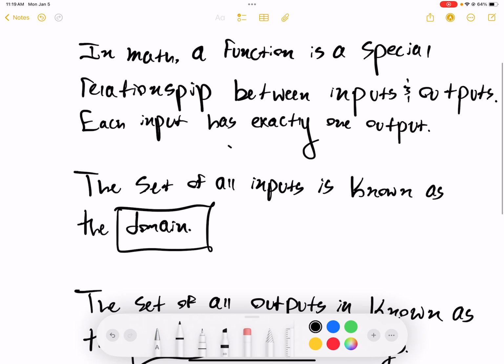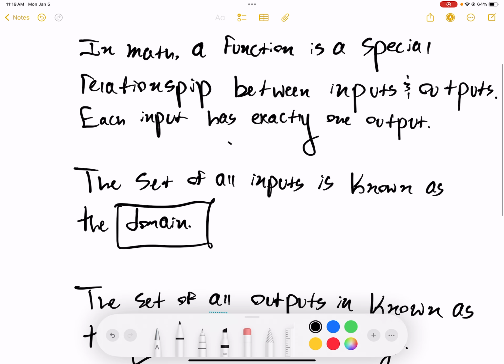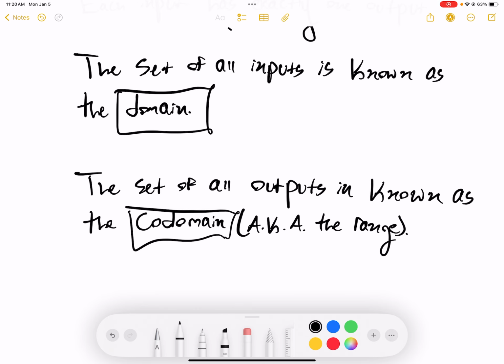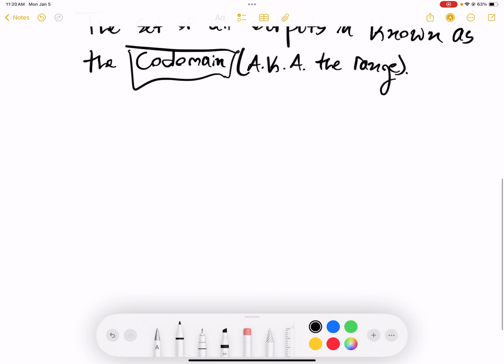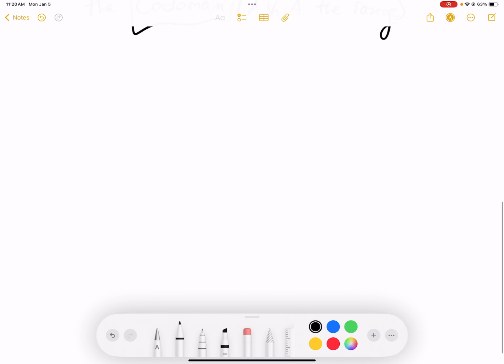So far, we have the definition of a function. In math, a function is a special relationship between inputs and outputs. Each input has exactly one output. We also have the definition of the domain of a function: the set of all inputs. And then we have a definition for the codomain, or the range of a function, and that's the set of all outputs. Now let's get down to some examples.